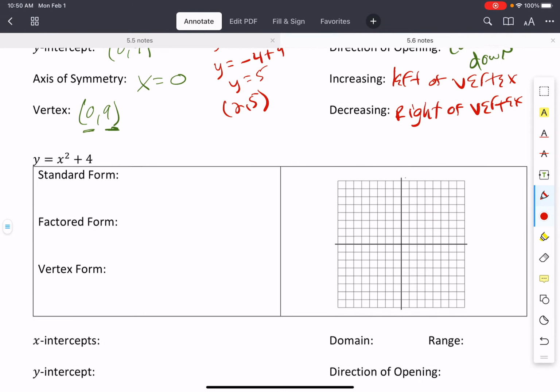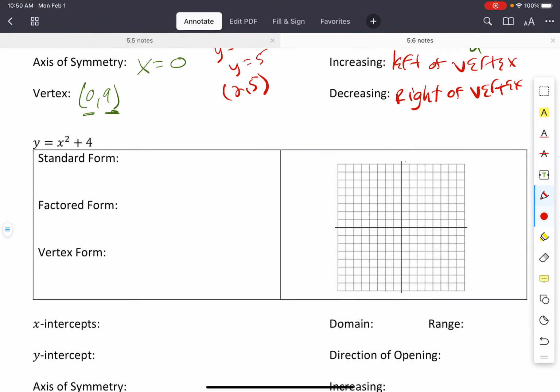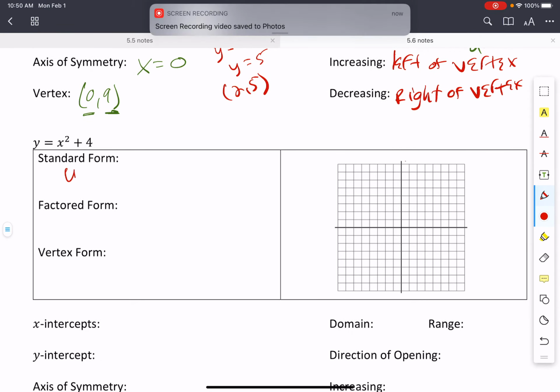Okay? What form is it in now? Anything else? And vertex. Good.